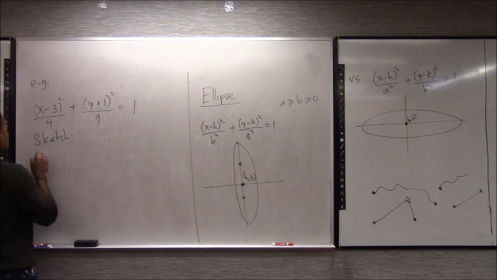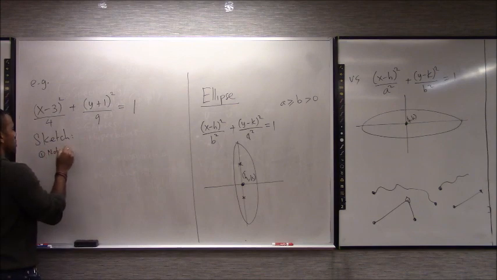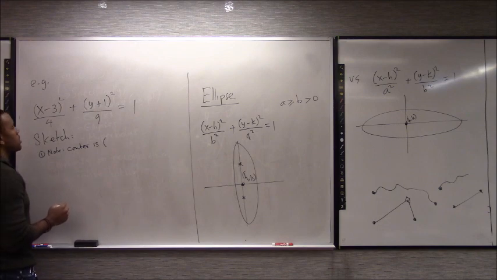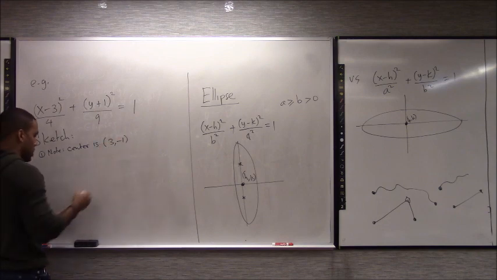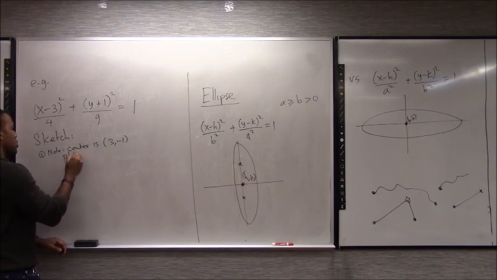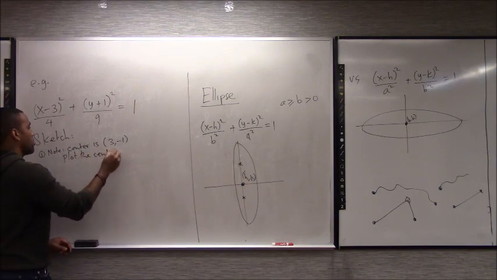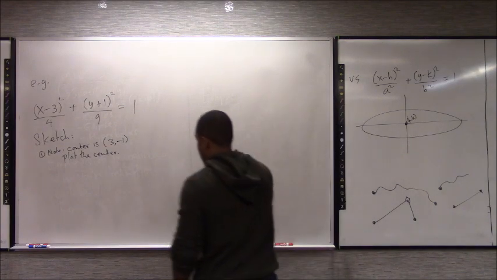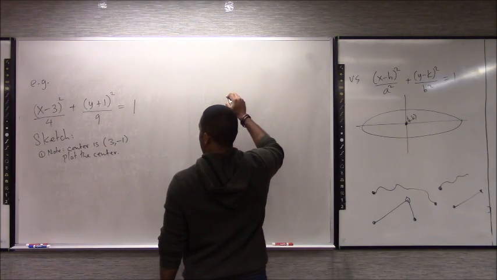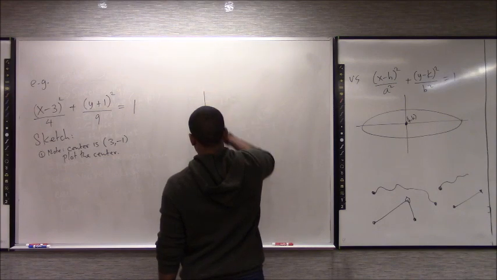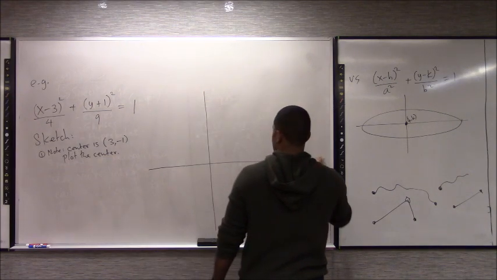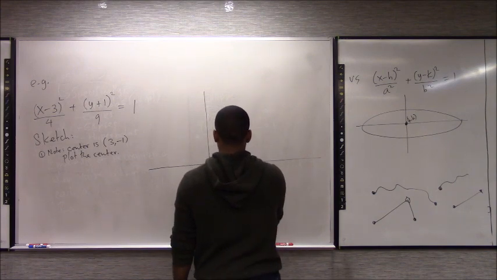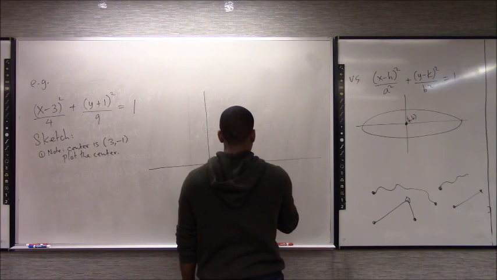So first, note, the center is, what's the center of this? 3, -1. So the first step is you're going to plot the center. On a graph, an ellipse, you're going to start at the center. So 3, -1. So that's your center here.